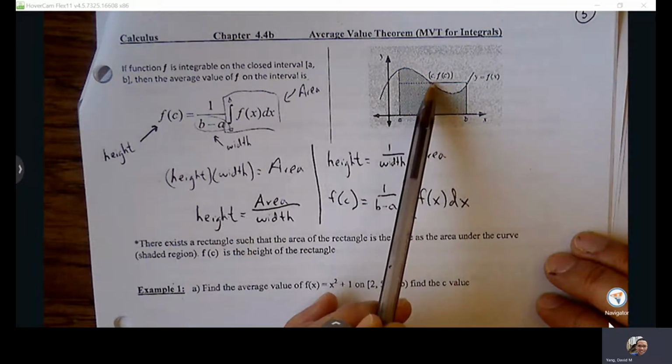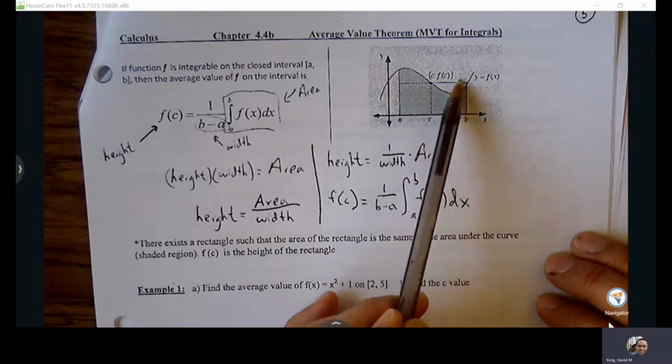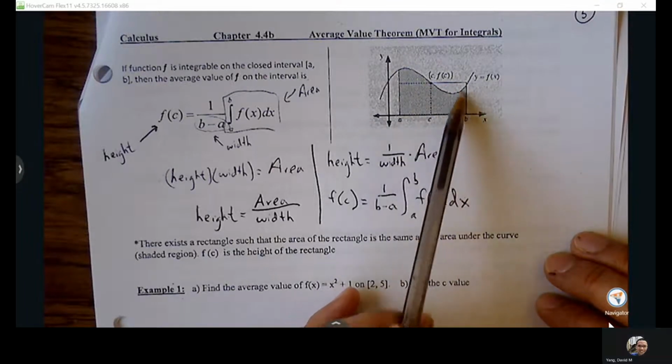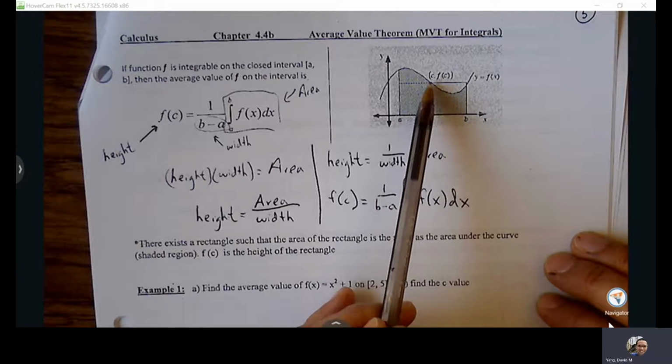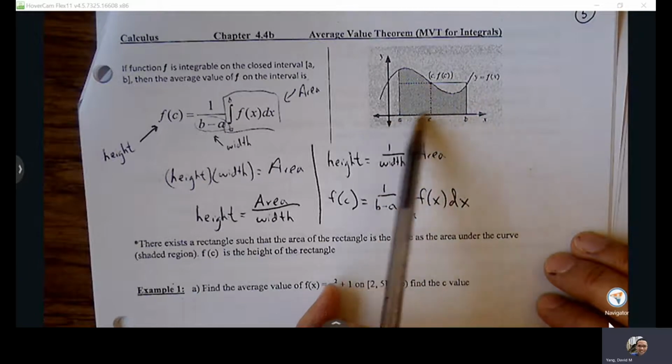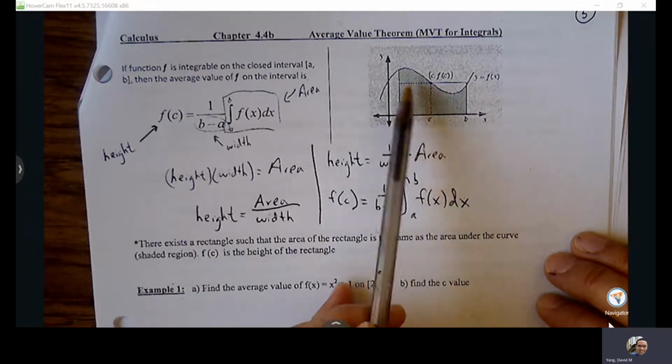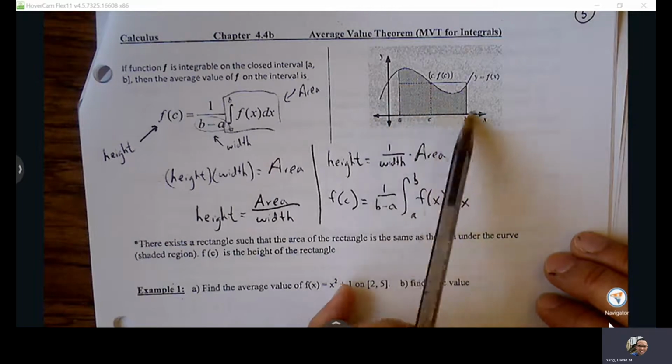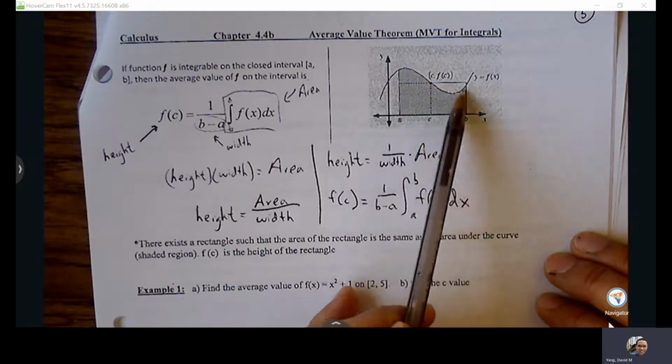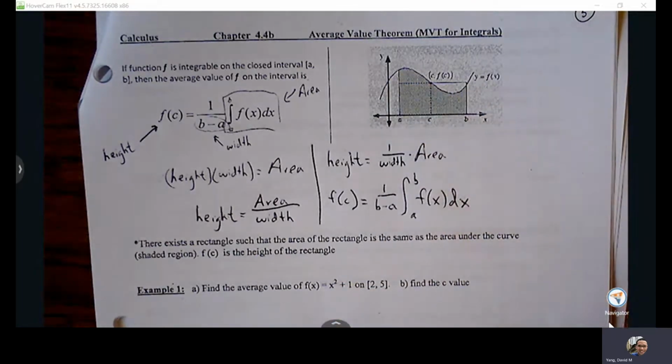So the average height also represents the fact that there's a rectangle of that height that is going to serve as the area. The area of the rectangle here is going to be the same as the area of the shaded region.